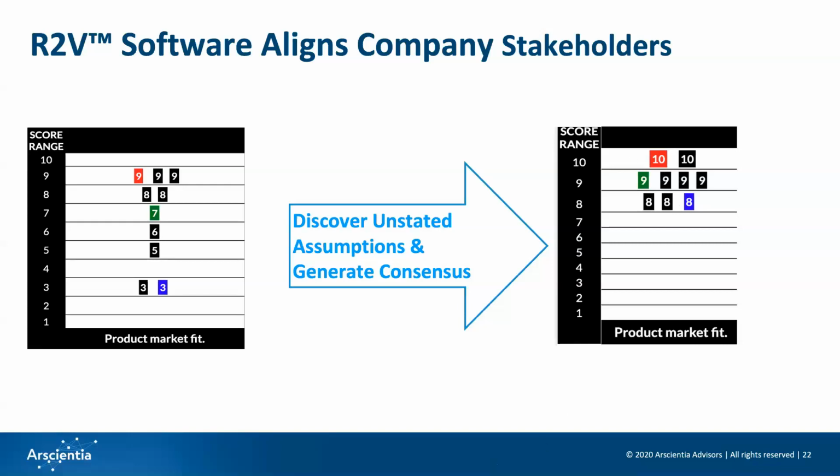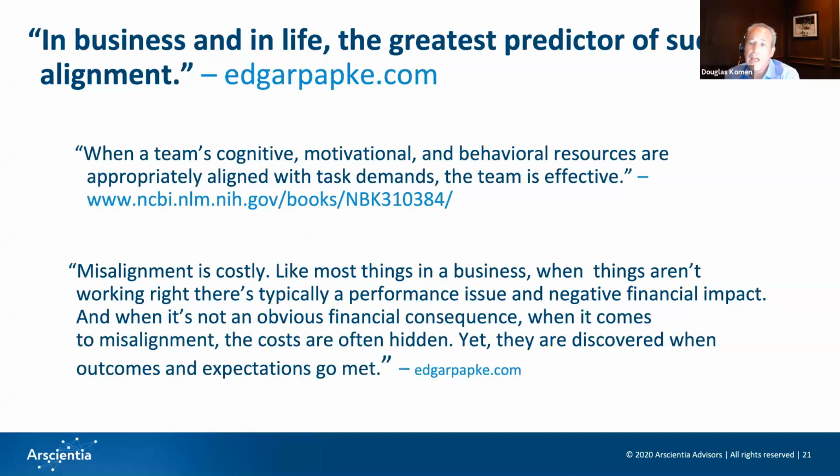So we work really hard to discover unstated assumptions and generate consensus around the biggest risks the company faces, so that you can decide, okay, let's spend money to really mitigate those risks and increase the value of the company to the greatest possible degree. If you have not read a book on alignment or done any discovery on it, Edgar Papke wrote this book and did a lot of work on it. It's spectacular, and I highly recommend it.